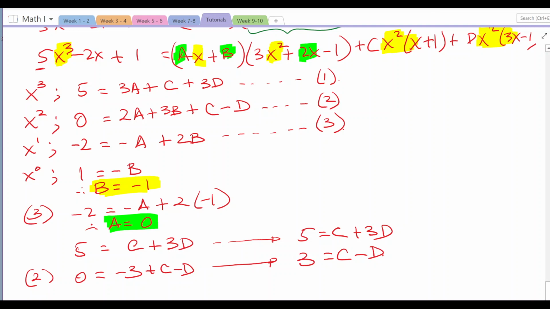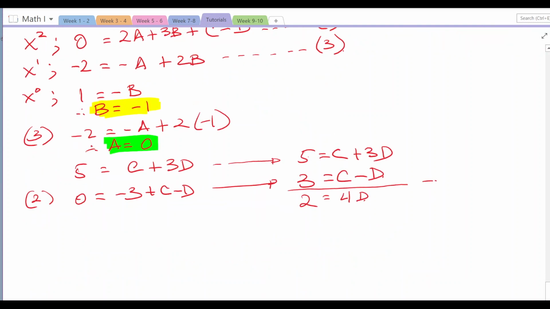Therefore we can subtract these to get rid of the c. So 5 minus 3 equals 2. c minus c is 0, and 3d minus d equals 4d. So 2 equals 4d. That's it. Therefore we can figure out that d equals half. That's the third value.